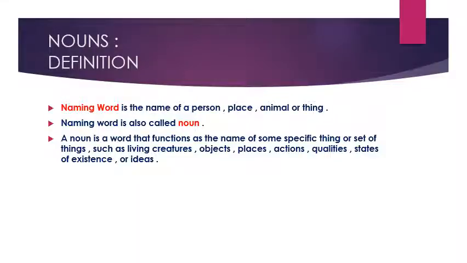Nouns. If we talk about the definition, nouns are the naming words of person, place, animal or thing. Nouns are always called the naming words, and a noun is that word which functions as the name of some specific thing or set of things, such as living creatures, objects, places, actions, qualities, states of existence or ideas.